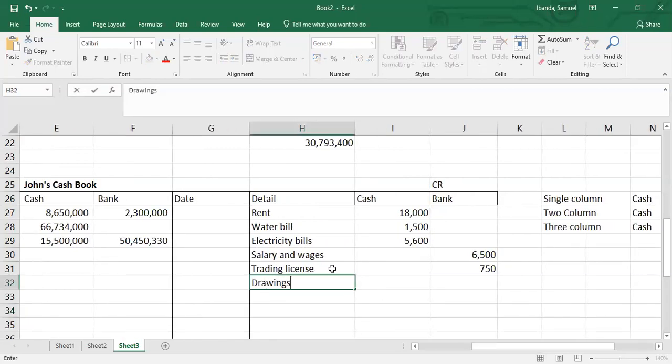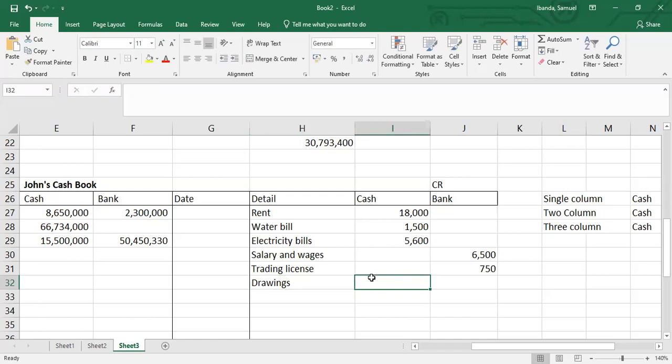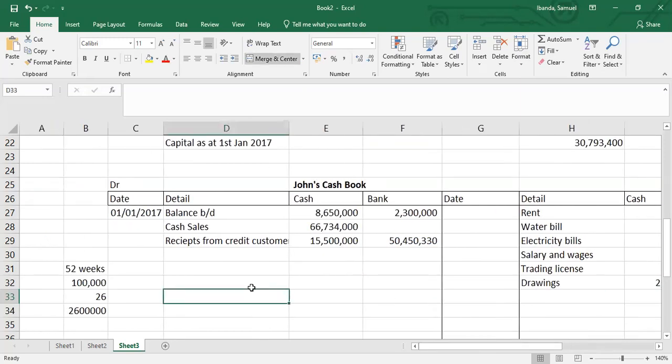Remember, it's a credit on your cash book because it is reducing your cash. Okay, and they have told me that these are cash drawings, so I'm going to record them right here under the column of cash, like that. Okay, so that's important for us to understand.